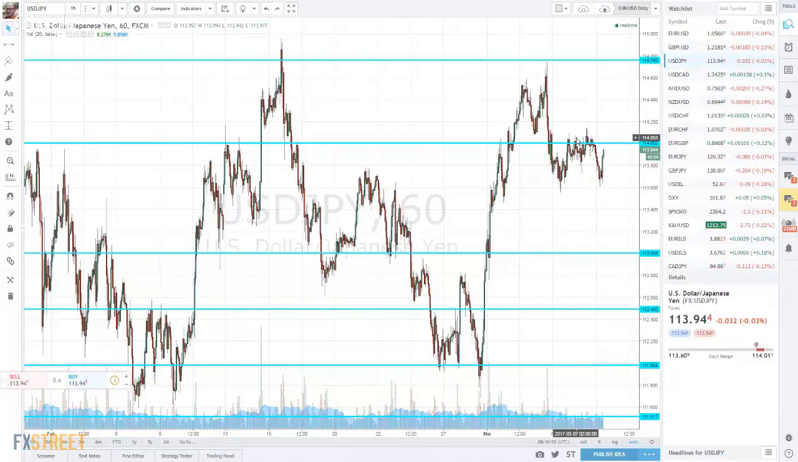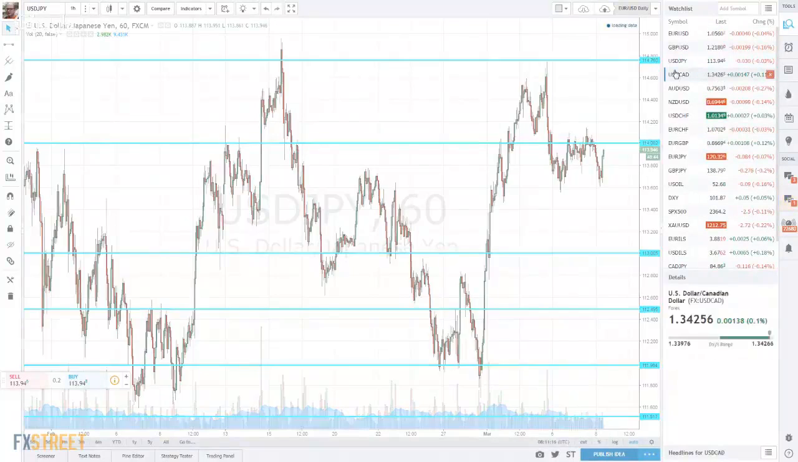To the downside, we have the round number of 113, followed by 112.50, which used to be the top of a narrow range there, 112 to the downside, and then 111.50. Relatively choppy trading in dollar yen. It's continued to dollar CAD.